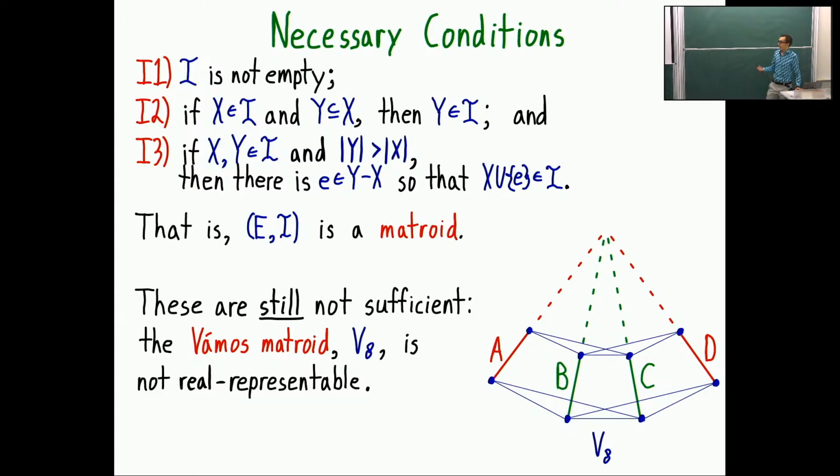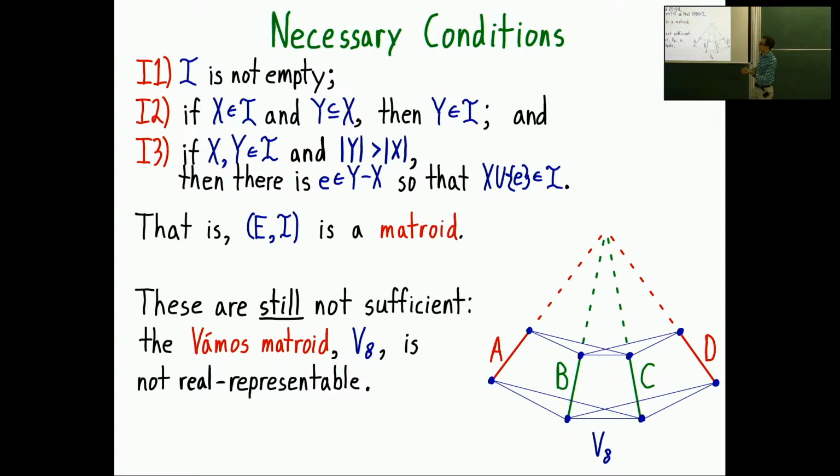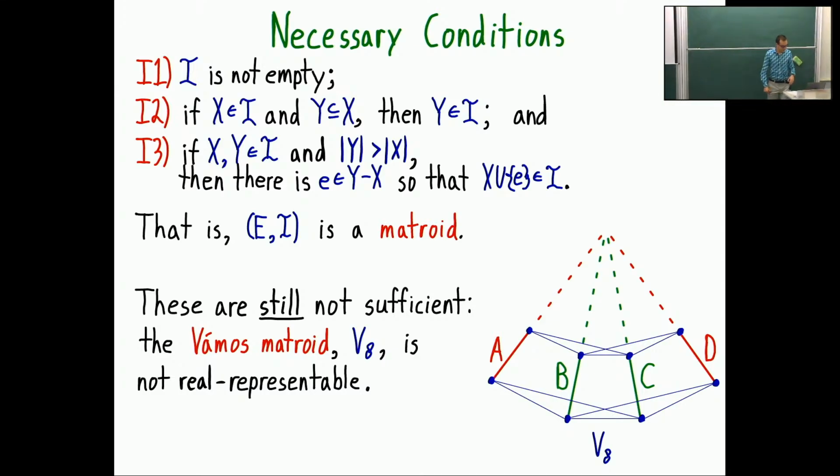So we could add a condition to get rid of this obstruction, and we might ask if we can continue adding conditions. Can we add a finite number of conditions to get rid of obstructions and characterize real representability? If I have a finite number of conditions, I can just write them as one condition. I can just say I1 and I2 and I3. That's a single sentence for characterizing matroids. So if we ever have a finite collection, we can write it as a sentence.